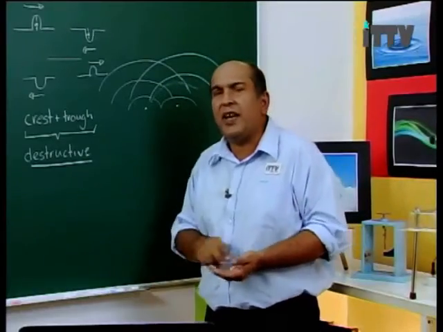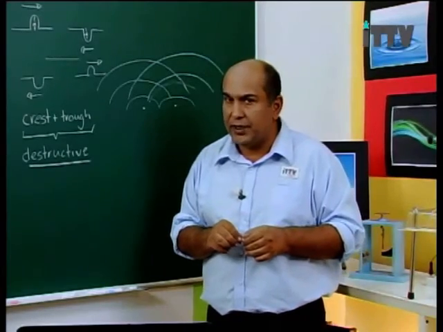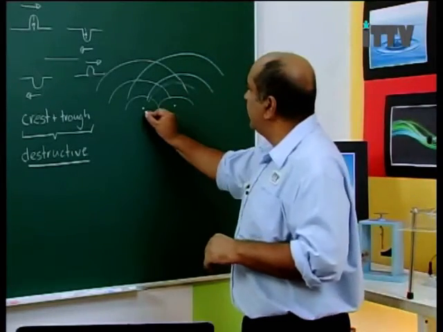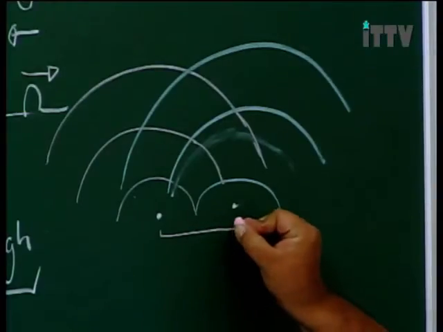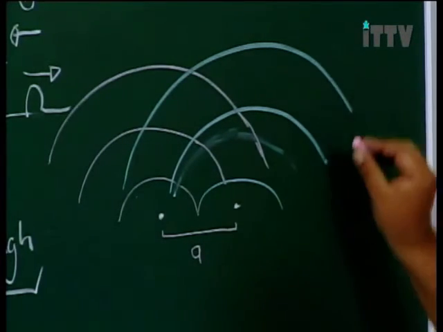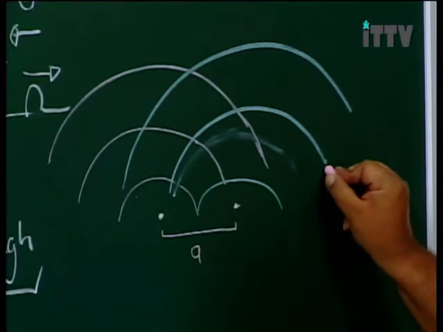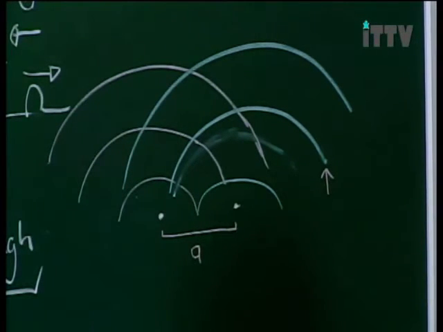Now we need to identify key things in this wave. So let's go through it very nice and slowly. Number one, the distance between the two sources here is known as A. We give it the symbol A. Secondly, look at our wave. These solid lines represent crests. So this here is a crest.